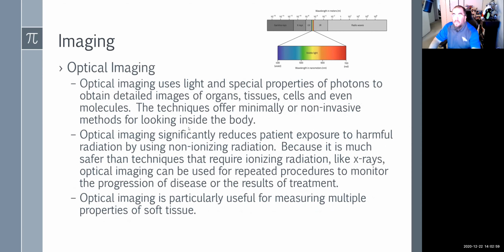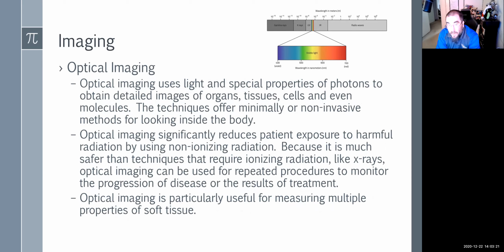So on top of those, there's also optical imaging, right? So optical imaging uses light and special properties of photons to obtain detailed images of organs, tissues, and cells. Even down to the molecular level. So understand this is a newer technology. It offers minimally or non-invasive methods for looking inside the body.